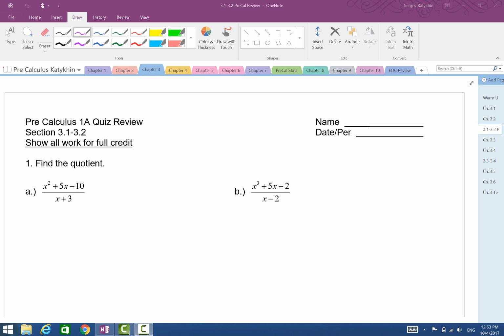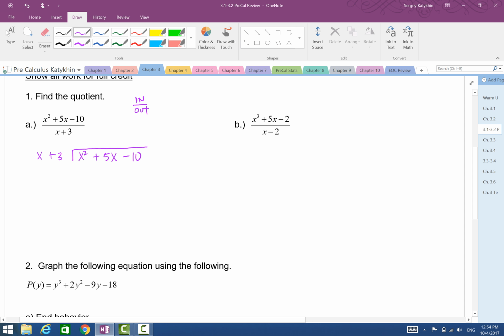And remember, anytime we're dividing or if we have a fraction, it's in, out. So the numerator is going to go inside and the denominator is going to be on the outside. So we can write x plus 3 on the outside, and the inside we will write x squared plus 5x minus 10.